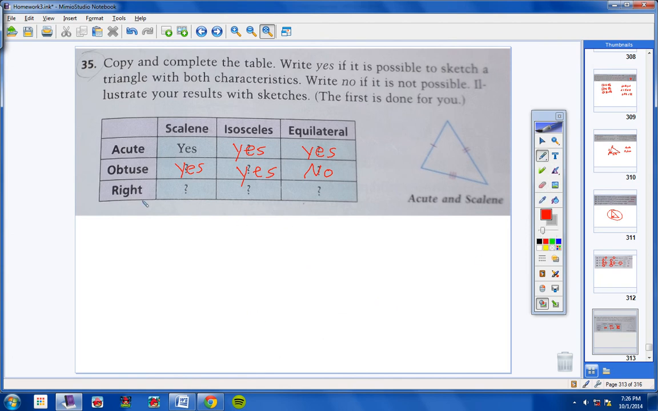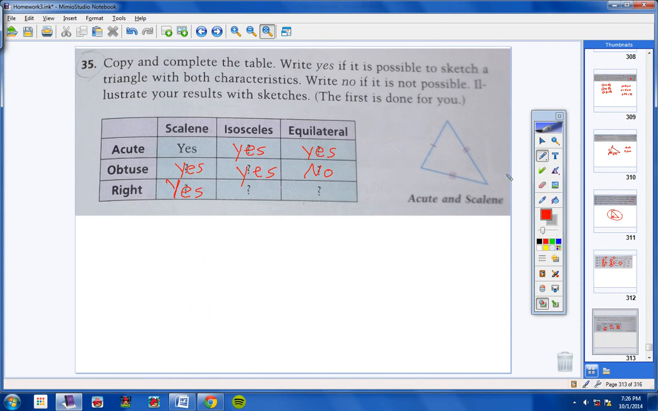Can you draw a right scalene triangle? Of course, yes. Draw a real long leg and then a small leg. So this side here is not congruent to this side here. And then draw your hypotenuse. And remember, the hypotenuse is always longer than either leg. So all three of these sides here are not congruent. So yes, it is possible to have a scalene right triangle.